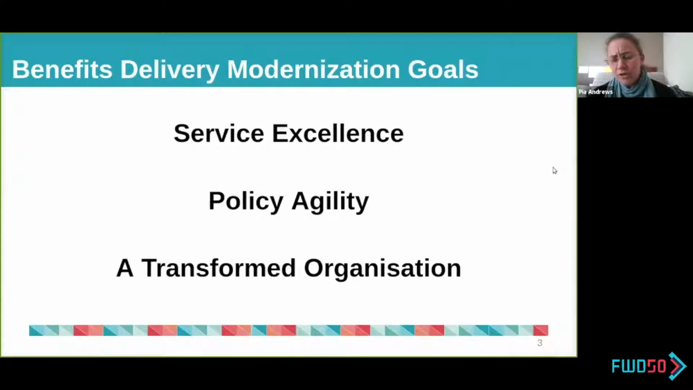The second goal, policy agility, not just being able to more rapidly implement policy change, but be able to better model it, better inform it, better understand and have a higher confidence of policy change through understanding quite effectively the impact of change even before it's put in place, let alone being able to then roll out and deliver policy change much faster. I mean, let's not kid ourselves. The world is moving faster than ever before, and it's not going to be slowing down.